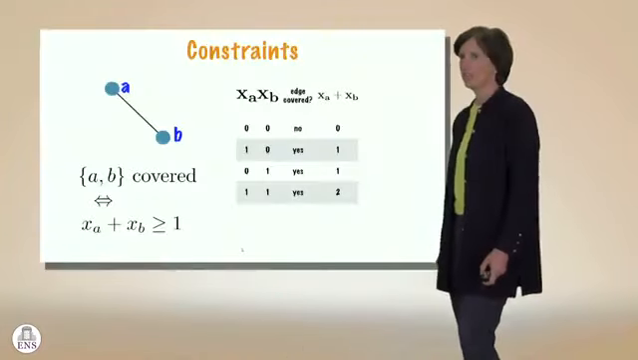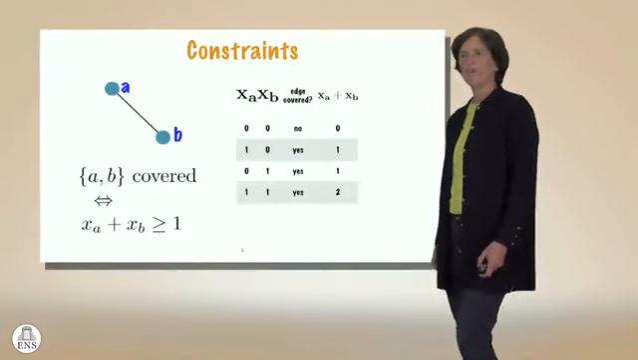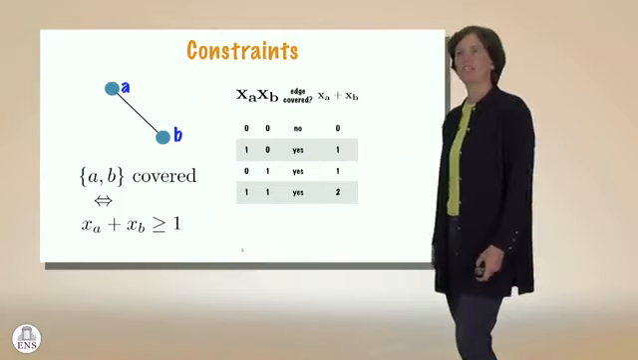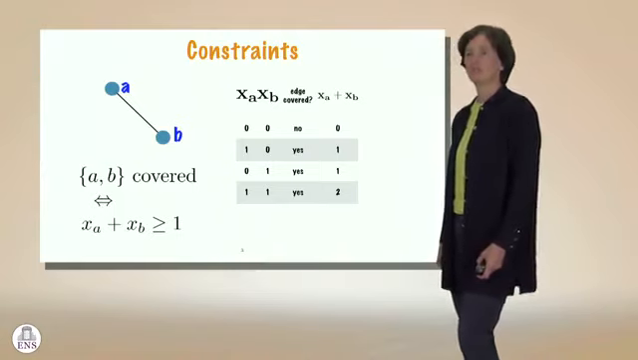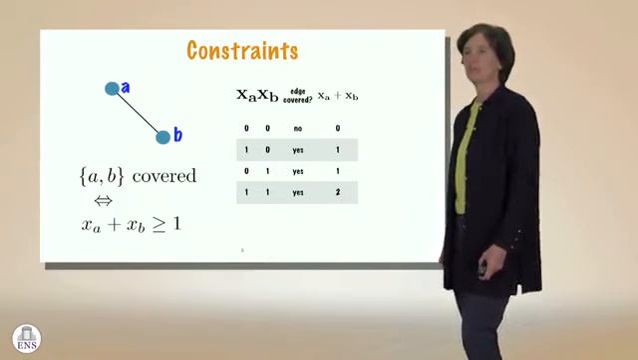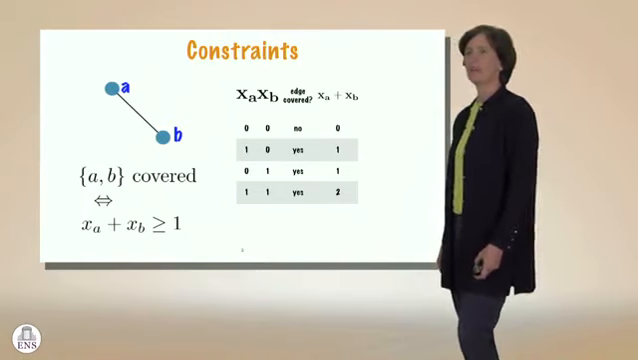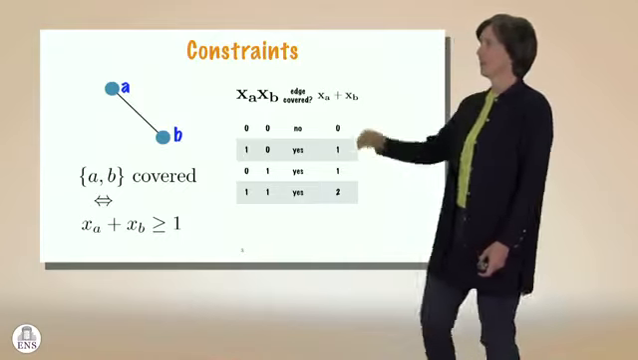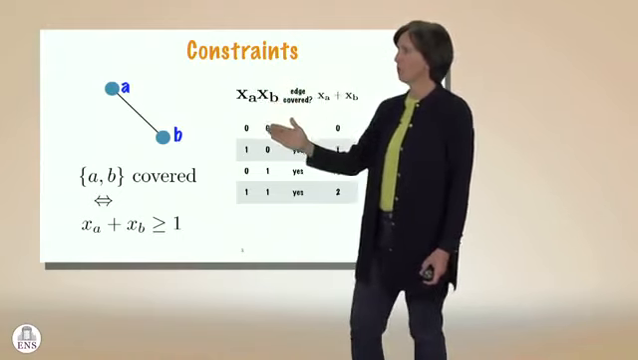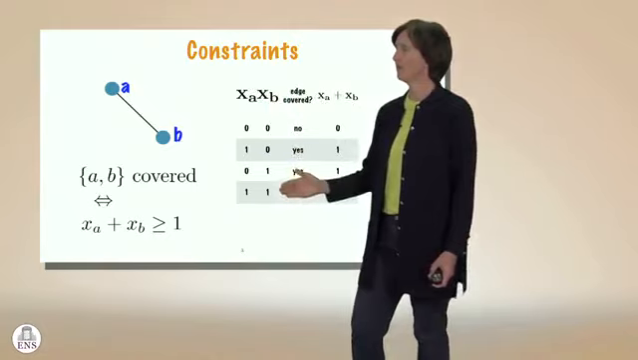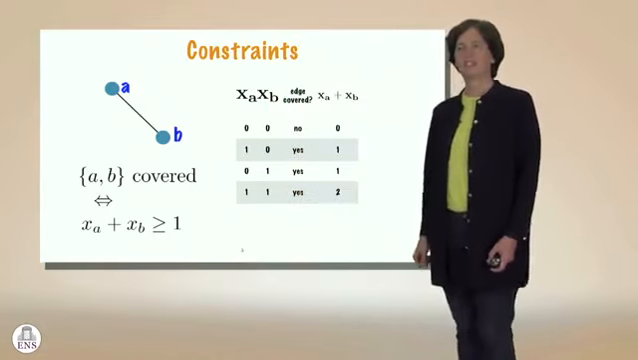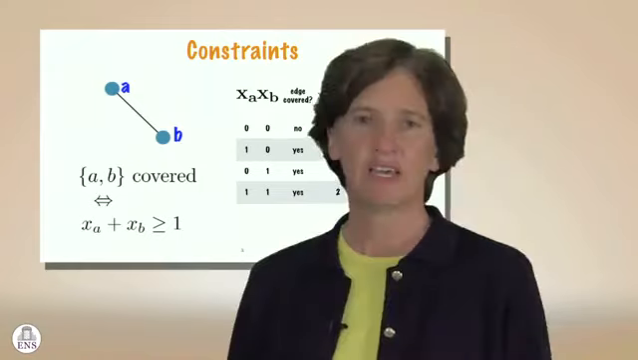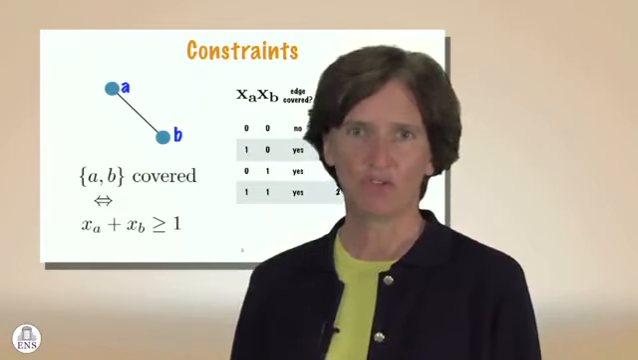Next, the constraints. A vertex cover must cover every edge in the graph. How do we capture that mathematically with an algebraic expression? Let us consider one of these edges, say edge AB. We have two variables, x sub a, x sub b. Each of them takes on two possible values, so we have four possibilities: 0,0; 1,0; 0,1; 1,1. In the first case, 0,0, neither A nor B are in the cover, and so the edge is not covered. In the other three cases, the edge is covered.